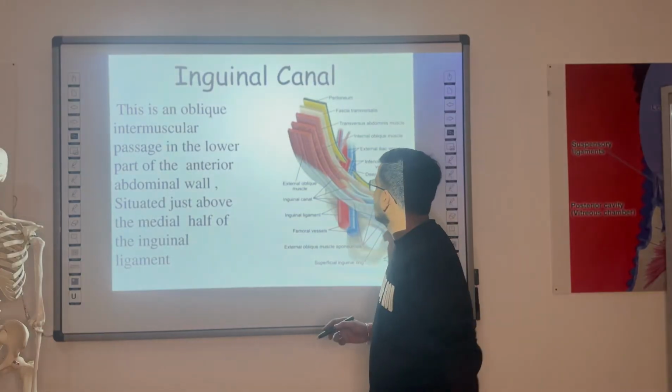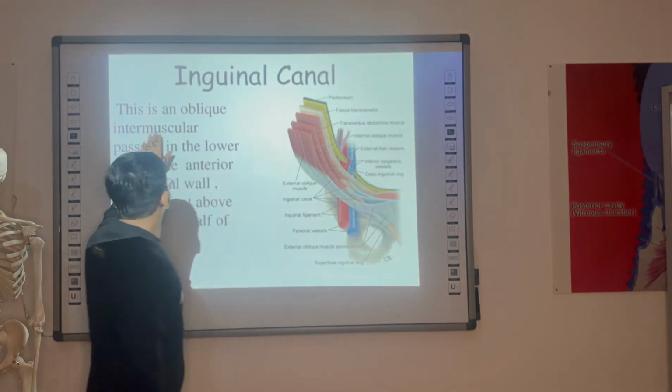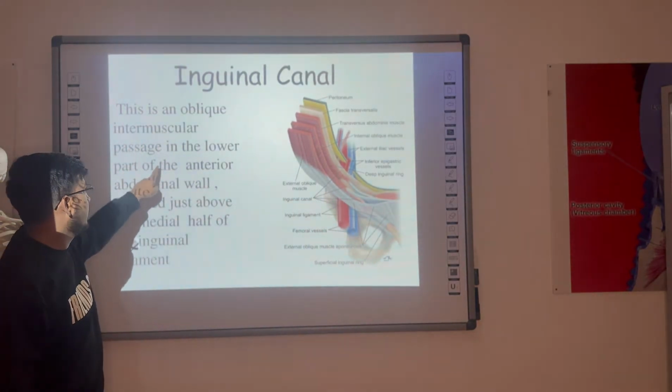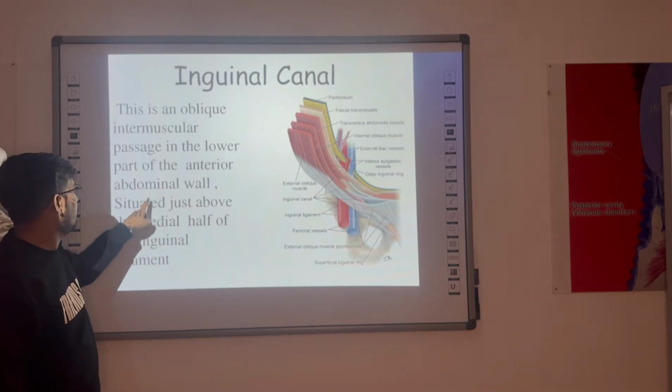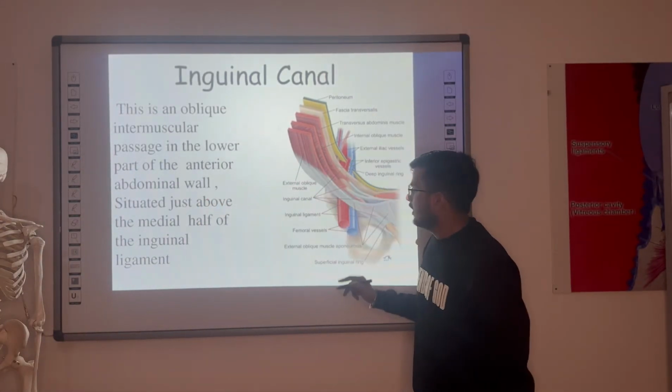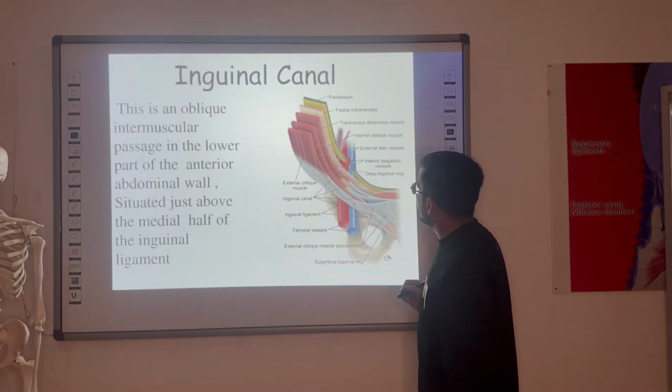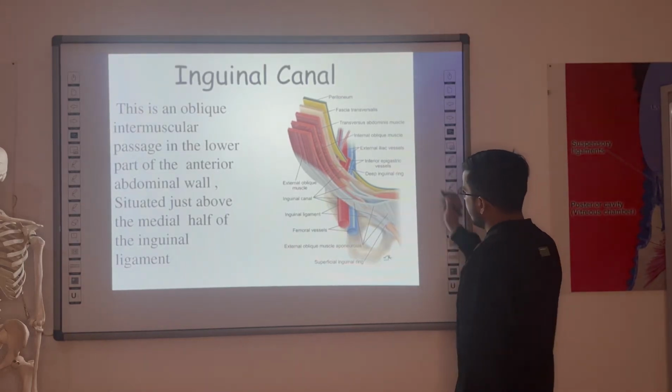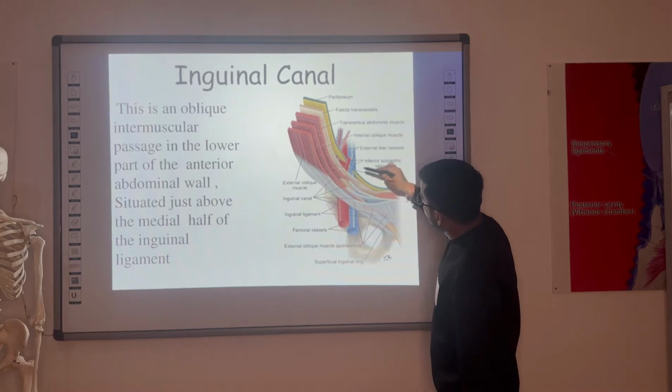So the inguinal canal is an oblique intermuscular passage in the lower part of the anterior abdominal wall that is situated above the medial half of the inguinal ligament. Here you can see the inguinal canal.